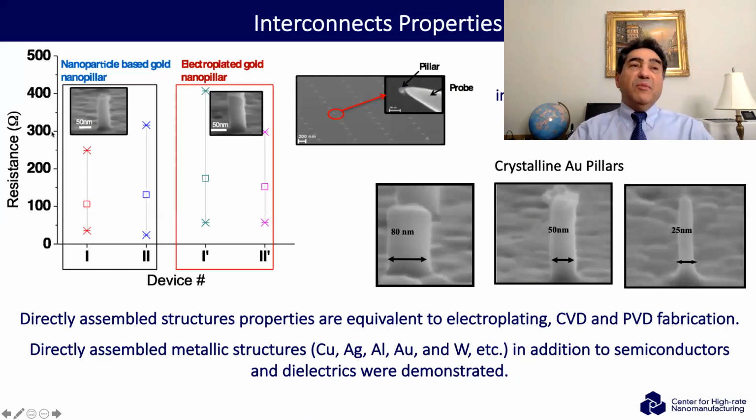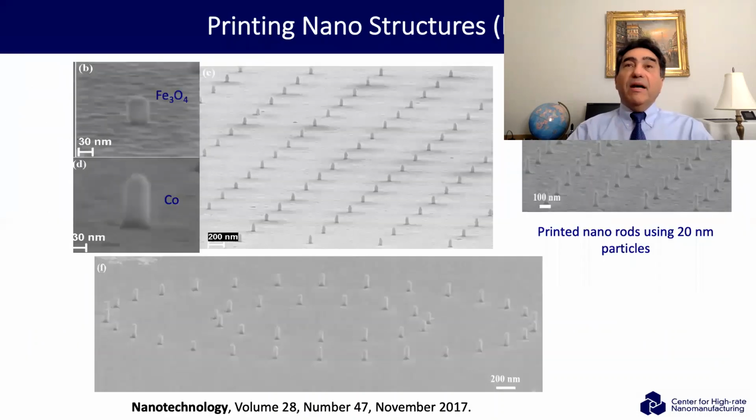And so you can see here, we measure the resistance. This is the printed resistance, and this is the electroplated resistance. It's pretty much the same, and we've shown that we can go down to 25 nanometers here. We've tried copper, silver, aluminum, gold, tungsten, and it's all pretty much similar to material deposited using conventional vacuum-based techniques. You can do a variety of materials. These are gold nanorods, for example. This is cobalt. This is iron oxide.